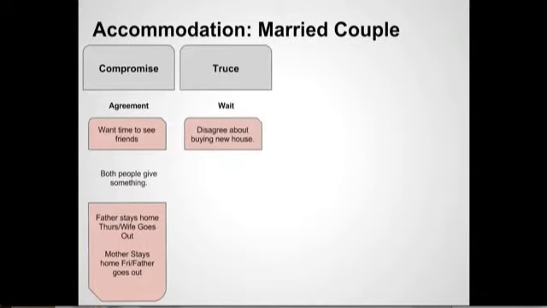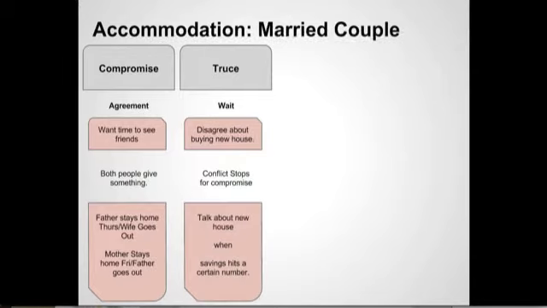Truce. Let's say that the couple have a disagreement about buying a house. The husband does not want to buy a house, and the wife does. The husband says there's not enough money. So they decide, okay, we're going to stop this conflict. We can't solve it. We'll talk about a new house when the savings hits a certain number that we both decide upon. So the married couple has called a truce.